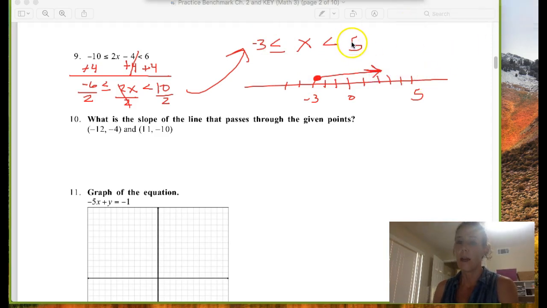And then I have a 5 over here. X is less than 5, not including 5. There's no equal sign under there. So I have an open circle, and x is less than, so I go in this direction. And my solution is where they cross over. So this will be my solution right here, from here to here. And you're done.